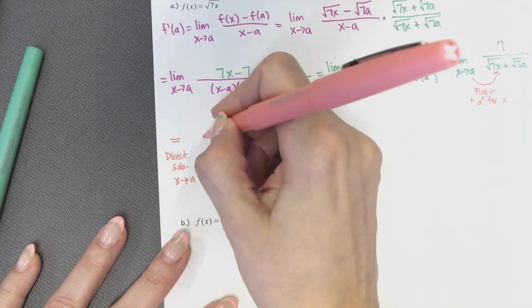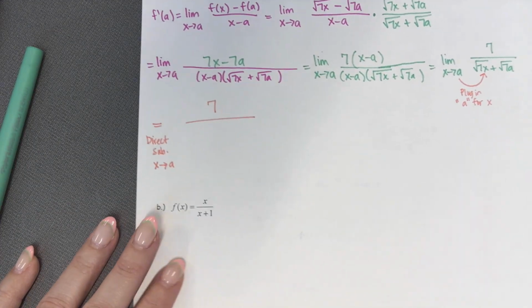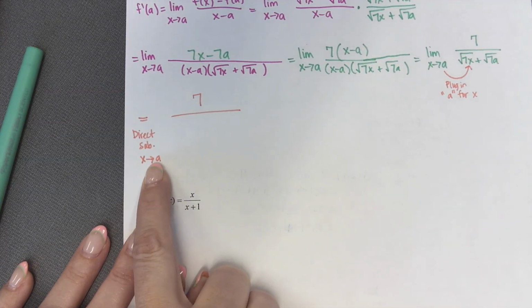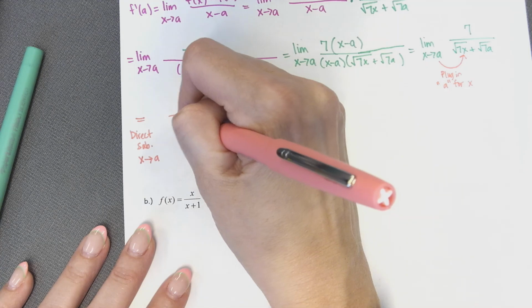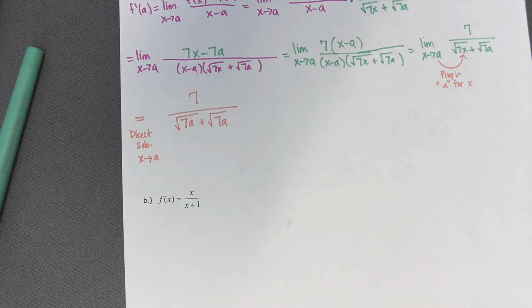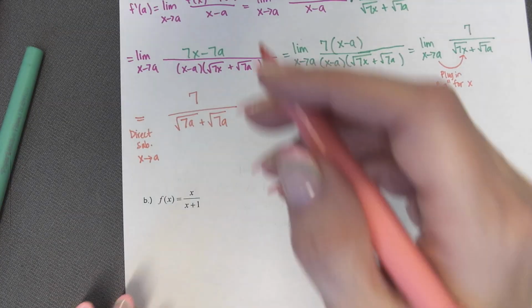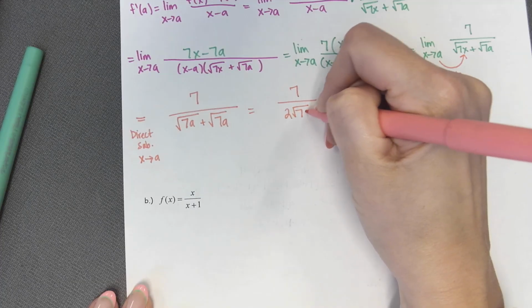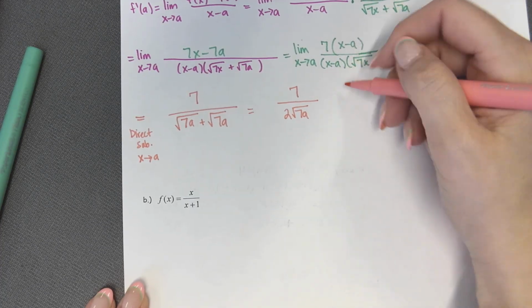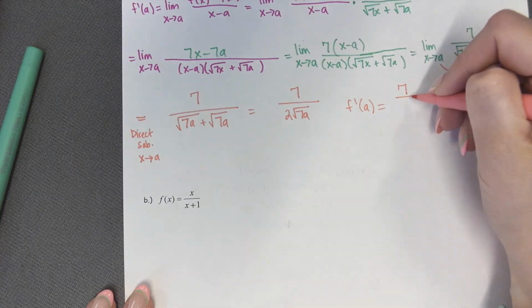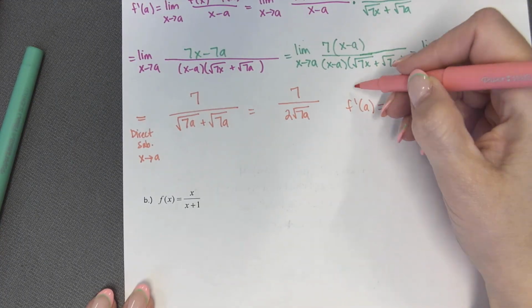So I have 7 over. In the direct substitution, x becomes a. So it's the square root of 7a plus the square root of 7a. Now we're just going to simplify. Do you guys know what that's going to be? Yep, 2 root 7a. Great. So the derivative at a is 7 over 2 root 7a.